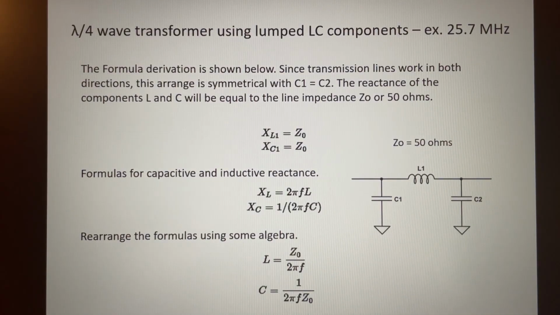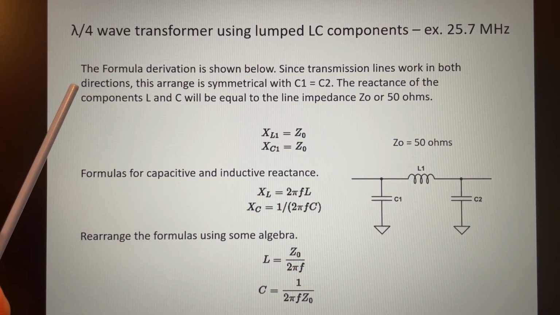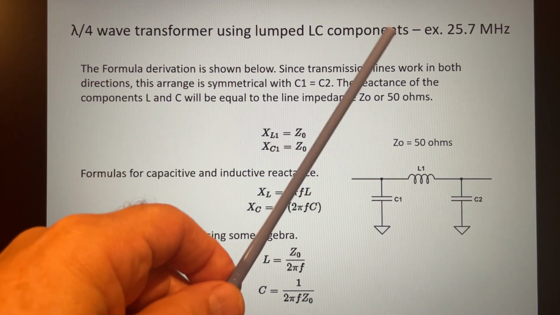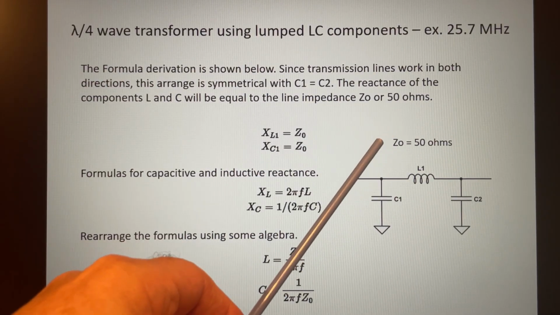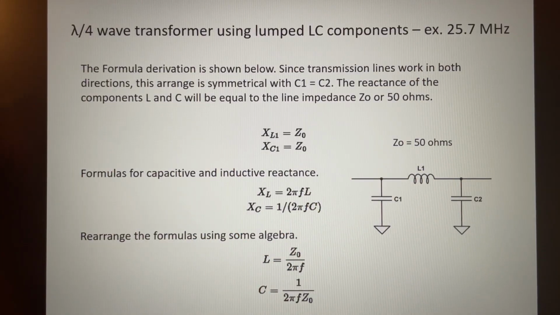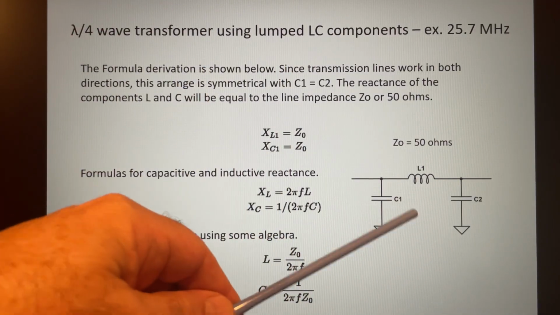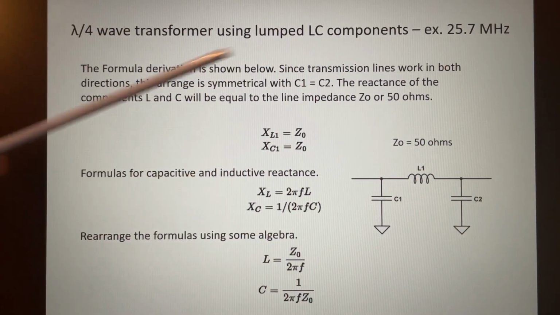Now, you can also use lumped components for your impedance transformation, and it would also work at a quarter wave. Here's how we derive the formula. Basically, we want the capacitive reactance and inductive reactance to equal the characteristic impedance of 50 ohms. Since transmission lines work in both directions, when we calculate the values of C1 and C2 shown here, they're going to be the same.